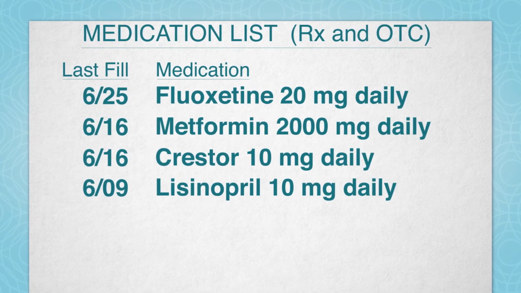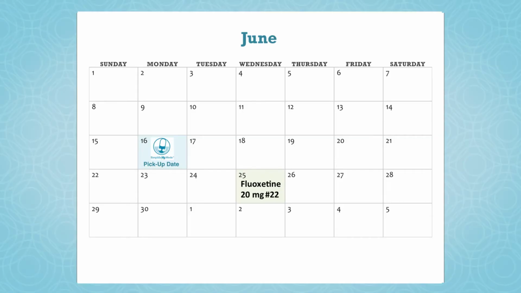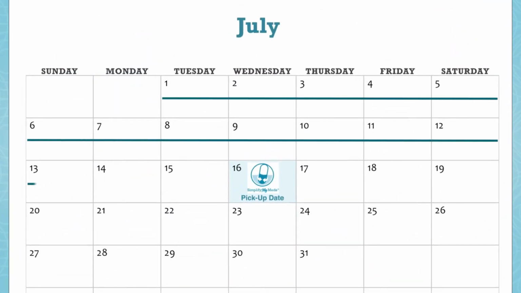In this case, it's Crestor, which is due on the 16th of the month. That becomes the patient's assigned pickup date. Next, calculate the quantity needed for each remaining medication to synchronize it with the anchor medication. Let's say that today is the 25th, and before synchronizing, the patient is requesting a refill on her fluoxetine. Since the fluoxetine is due after the anchor date, this patient will only need 22 fluoxetine tablets to become aligned for the 16th of the next month.